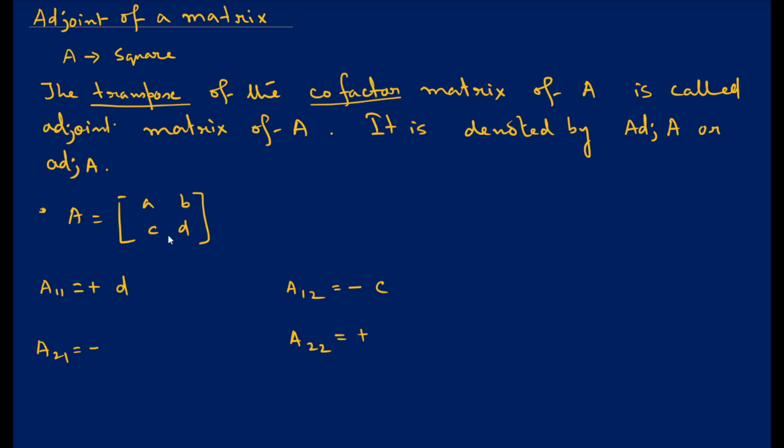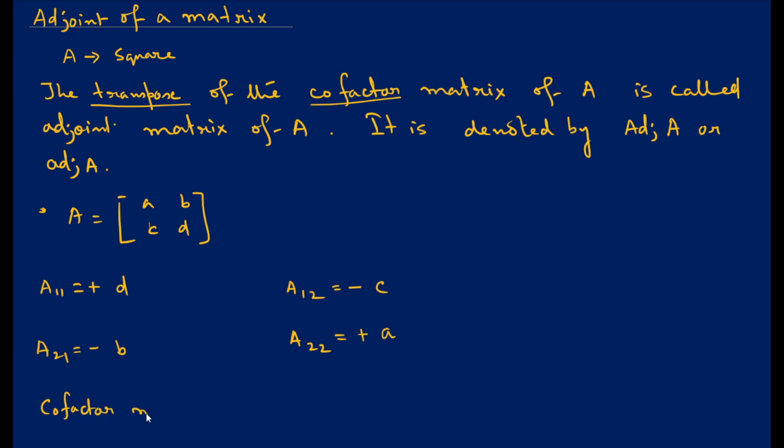Similarly, next is A21, which is the cofactor of the element C. We have to delete the first column and second row, and after deleting them you will see only B. Finally, for D we delete the second row and second column, and you get A. So these are the cofactors. Now first of all you have to write the cofactor matrix.